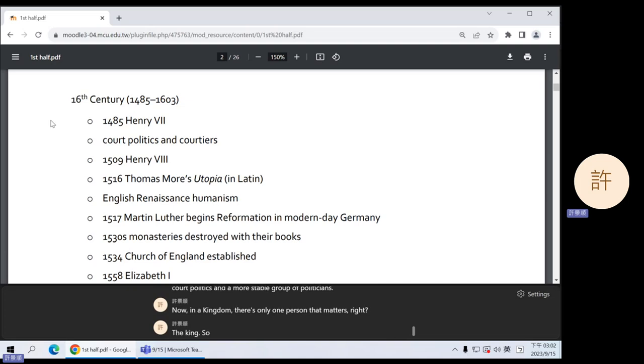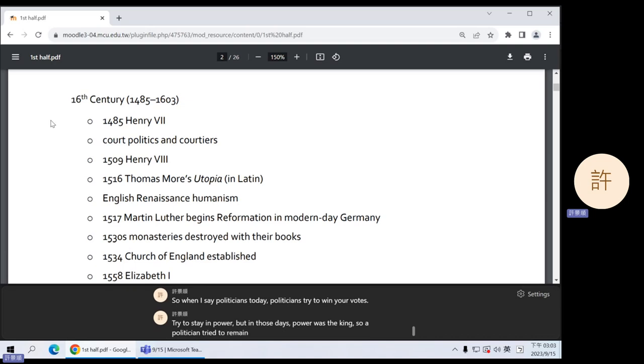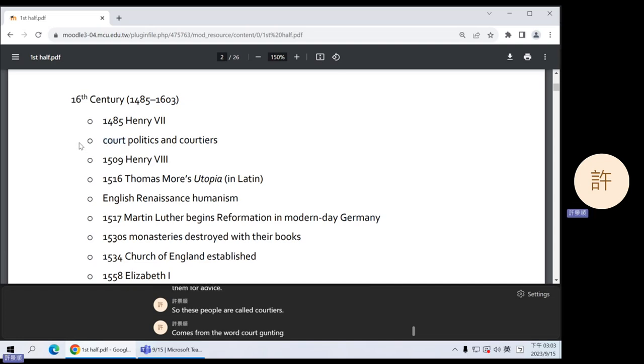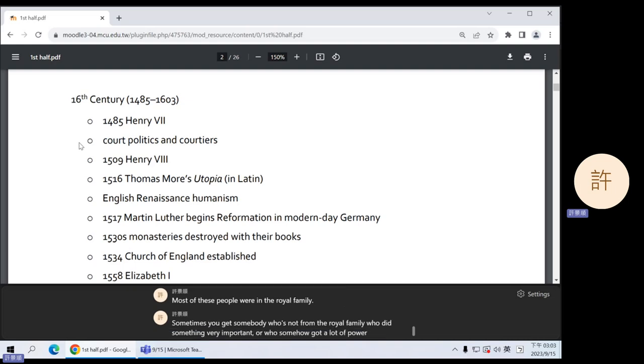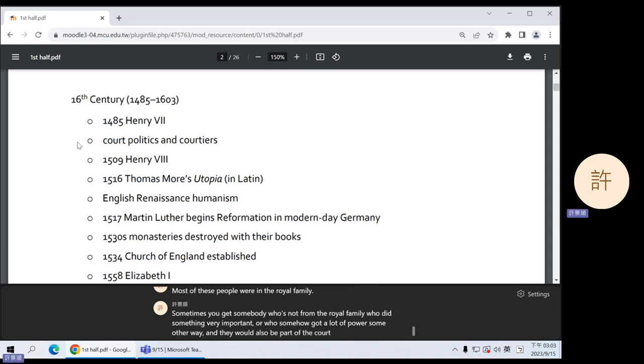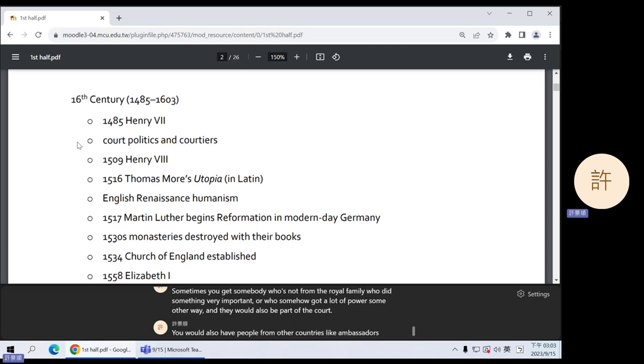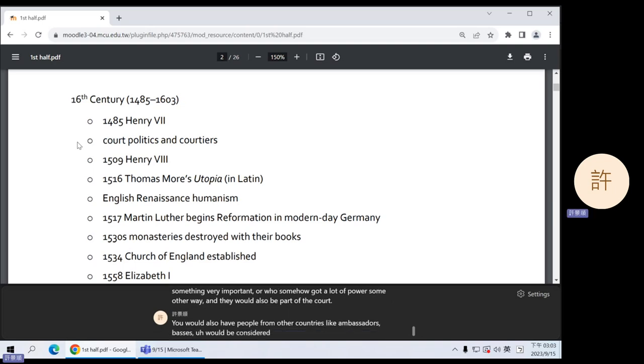The king. So when I say politicians, today politicians try to win your votes, try to stay in power. But in those days, power was the king. So a politician tried to remain close to the king and get the king to ask them for advice. So these people are called courtiers, comes from the word court, people of the court. Most of these people were in the royal family. Sometimes you get somebody who's not from the royal family, who did something very important, or who somehow got a lot of power some other way, and they would also be part of the court. You would also have people from other countries, like ambassadors, would be considered part of the court also.